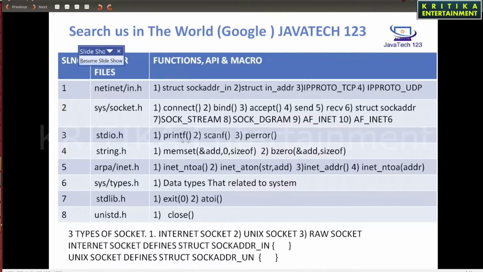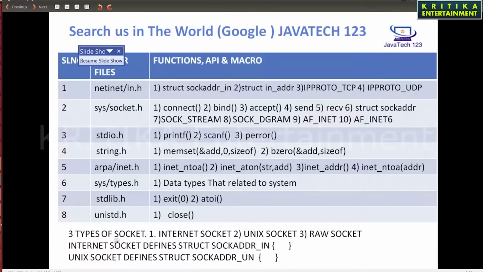stdio.h for printf, scanf, error. Error means it displays what? Your system defined error message. string.h, there will be no need. arpa/inet.h is used to convert the IP addresses into dotted format or string format. Then sys/types.h is used for the data types used in your system. And stdlib.h for the exit function, and unistd.h is used to close the sockets.